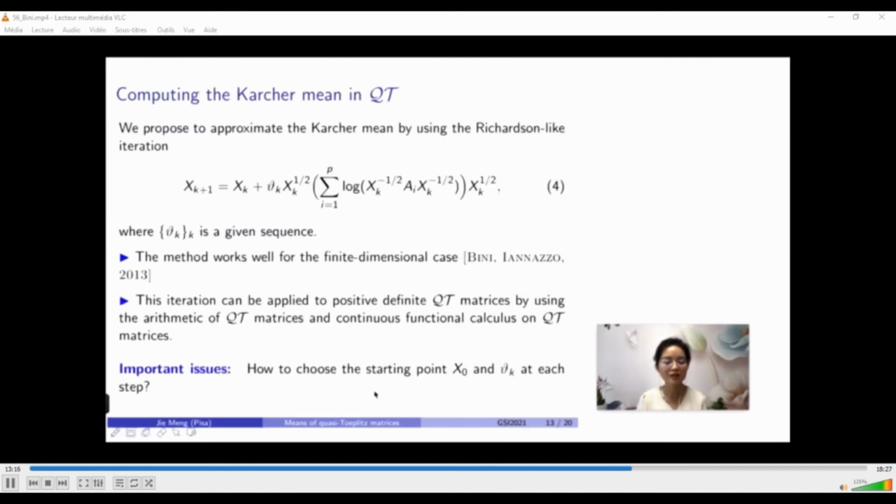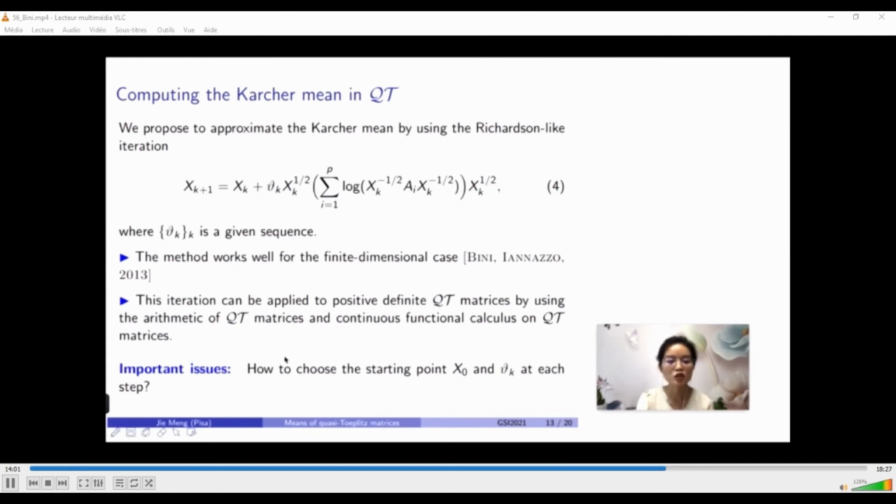so it's very slow. So to achieve a faster convergence, here we propose to approximate the Karcher mean by using the Richardson-like iteration. The Richardson-like iteration is like this, and you can see that at each step there is a parameter theta k. This parameter is required to be computed at every step. And this method works well for the finite-dimensional case. You may find it in this paper. And we found that this iteration can be applied to the positive definite QT matrices.